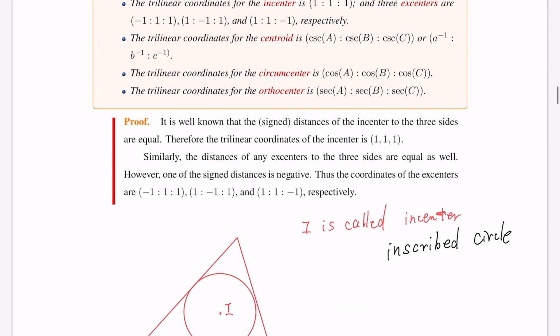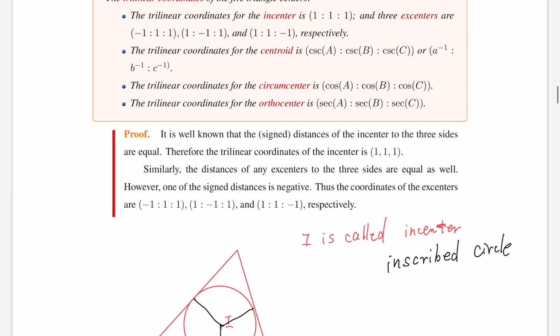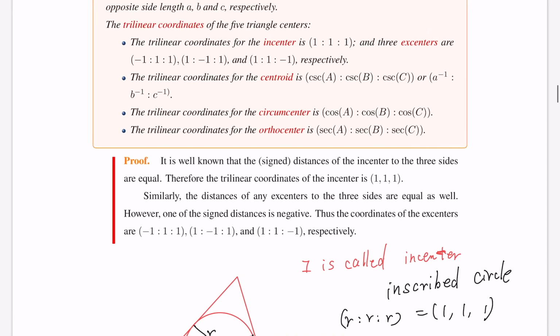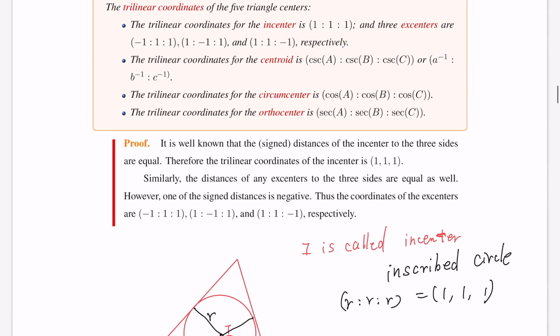Well, this is the point such that the distance to all three sides is equal to the radius of the inscribed circle. So the trilinear coordinates would be, suppose the radius is r, r to r to r, that's equal to 1 to 1 to 1. So the trilinear coordinates for the incenter are 1 to 1 to 1.